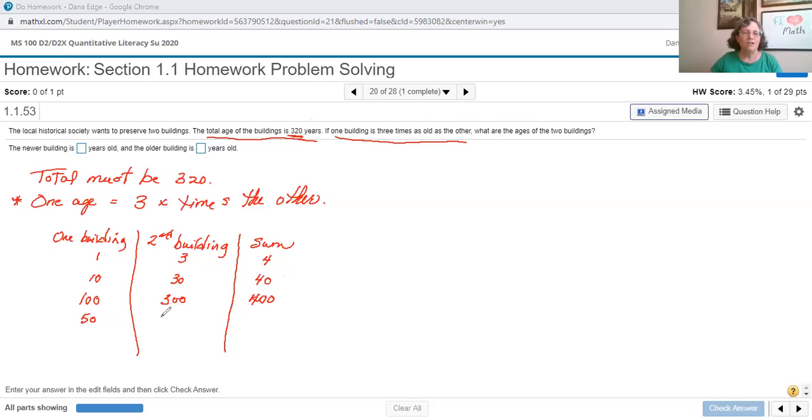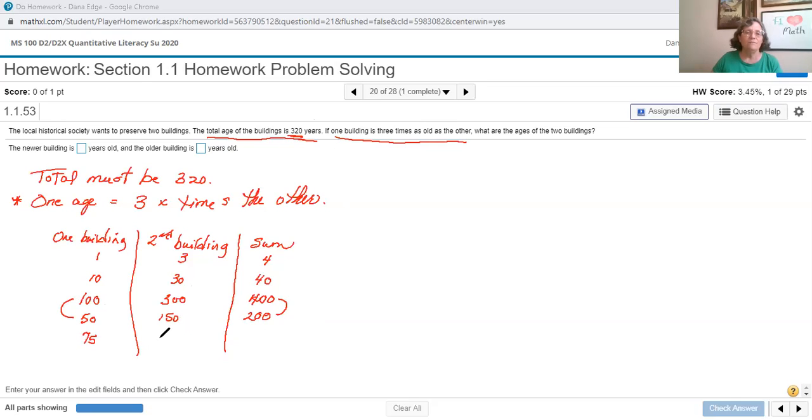How about 50, and then the second one would have to be 150, and that adds up to 200. Keep going. Since 320 is between 400 and 200, the age of the first building has to be between 50 and 100, which would make the age of the second building somewhere between 150 and 300. So try 75. Keep splitting the difference.